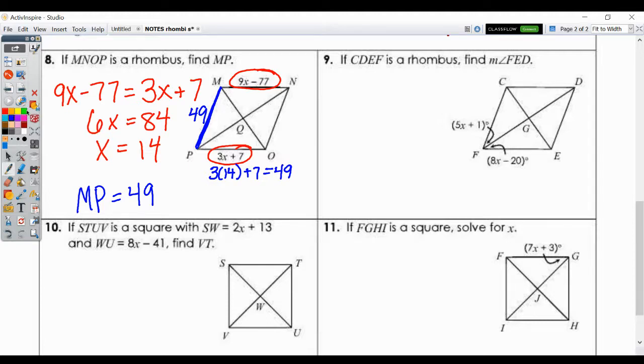Okay, look at number 9. So I know that if this is a rhombus, these two parts of this angle are congruent because one of the rules is that diagonals bisect the angles. So that means that this 5x plus 1 is going to be equal to this 8x minus 20. Okay, and then we would work that out.